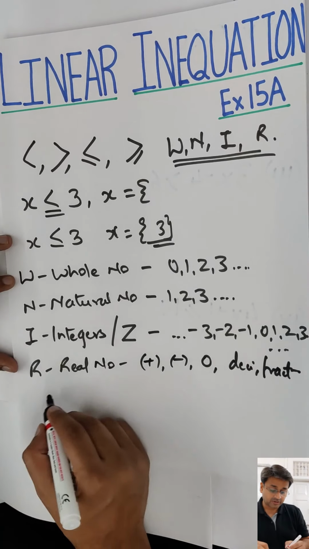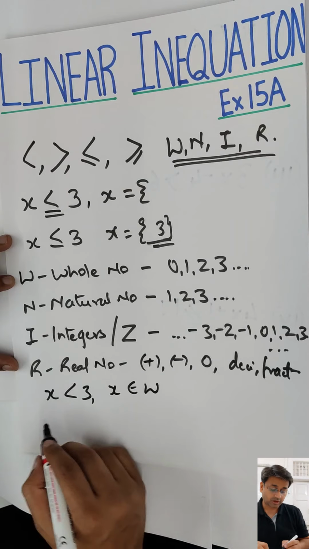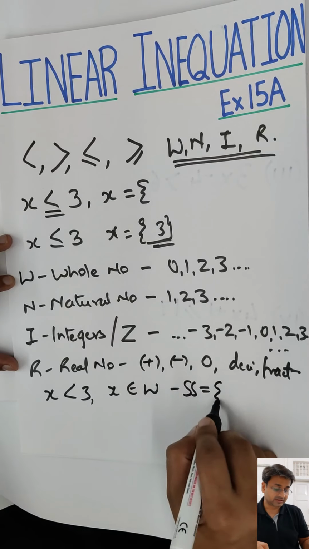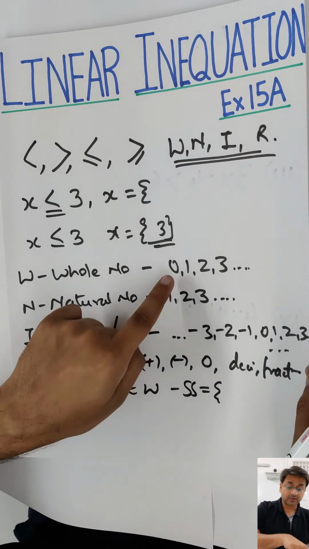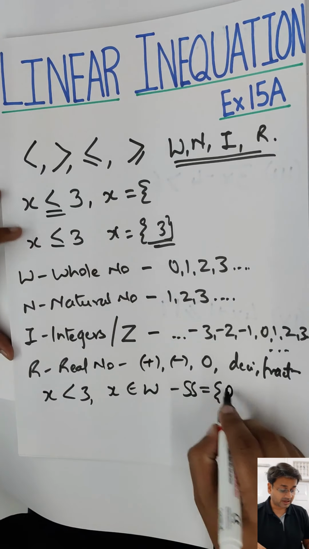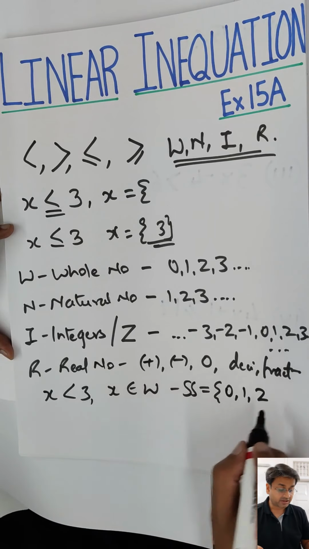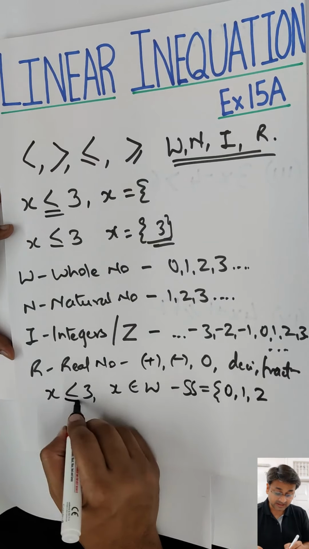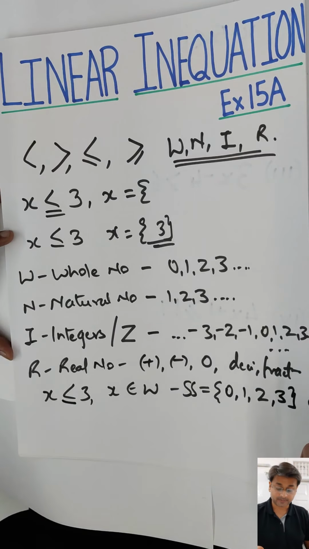Now if they tell you that X is less than 3 and X belongs to W, what will be your answer? The answer is called the solution set. Less than 3 and W. W starts from 0, so I will consider 0, I will consider 1 and I will consider 2. But less than 3, so I can't consider 3. But if they tell us less than equal to 3, now I can consider till 3.